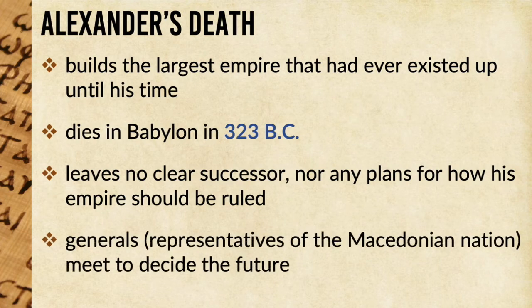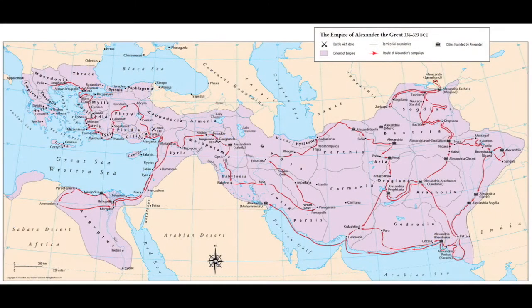The generals that served under Alexander, who served as representatives of the Macedonian nation, have a meeting to decide the future. They're going to have to decide what they're going to do with this incredibly large empire. I've got a map there for you to see, just to get an idea for how incredibly large this empire was that Alexander conquered. Of course, it stretches all the way from the west there, Greece, Macedonia, Thrace.